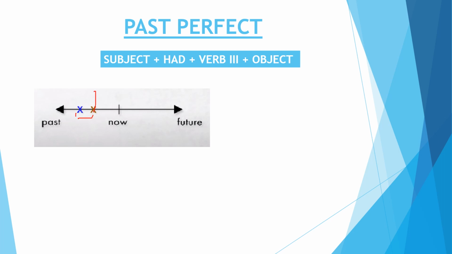So there are two actions. This is the first action, completed before this action in the past. So this is the earlier action, and this is the action which happened after it. Let's see examples here.